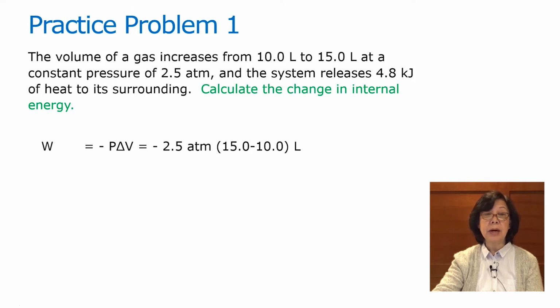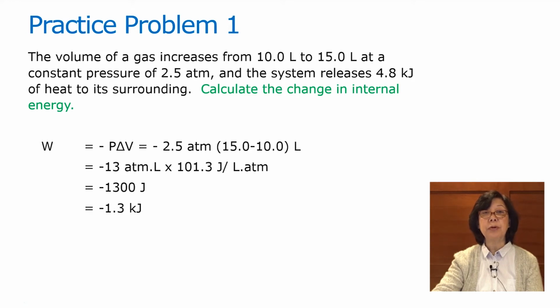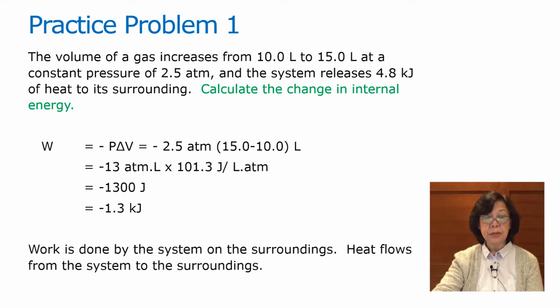Work is equal to minus P delta V, or negative 2.5 atm times final volume 15 minus initial volume 10 liters. So that will yield negative 13 atm times liter. Now this is converted into joules, and we have negative 1,300 joules or minus 1.3 kilojoule. The work is done by the system on the surrounding in expanding.